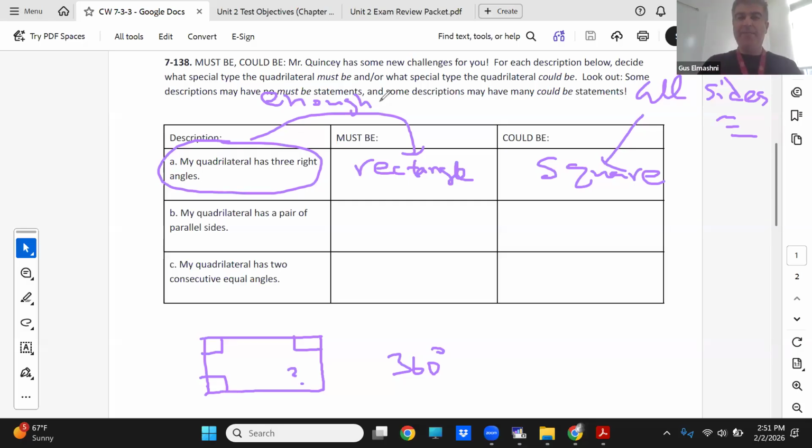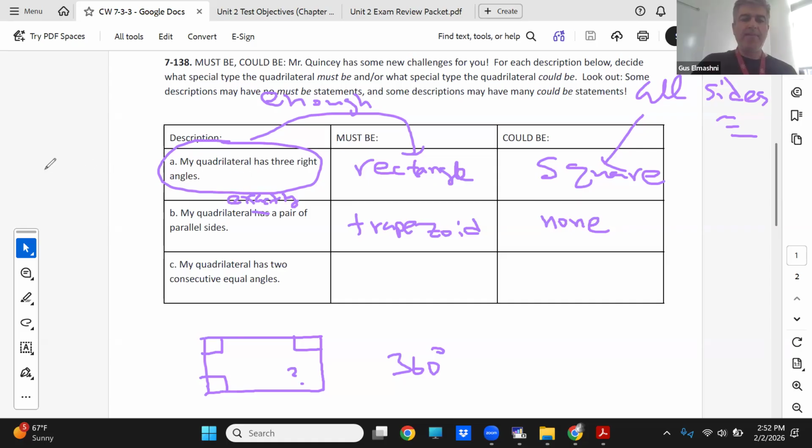Has a pair. If you really want to be like a lawyer and look at legal language, let's insert that word exactly. If you have the word exactly, a pair of parallel sides, then it must be a trapezoid, and nothing else. You see how the wording, attention to detail, can really mess you up a little bit?